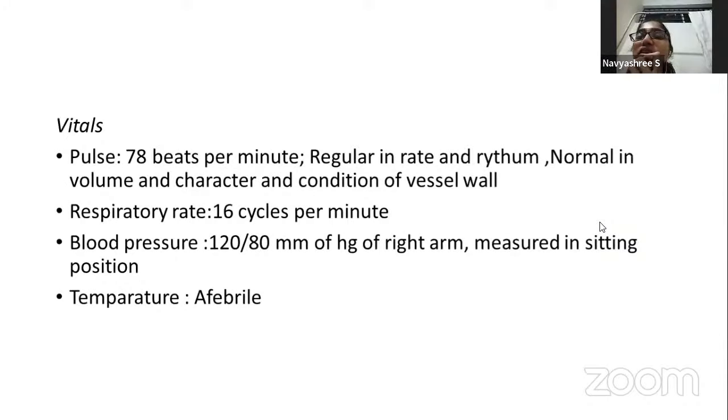Vital examination: her pulse was 78 beats per minute, regular in rate and rhythm, normal in volume, character, and condition of the vessel wall. Respiratory rate was 16 cycles per minute. Blood pressure was 120/80 mmHg in her right arm, measured in sitting position. Temperature was afebrile.